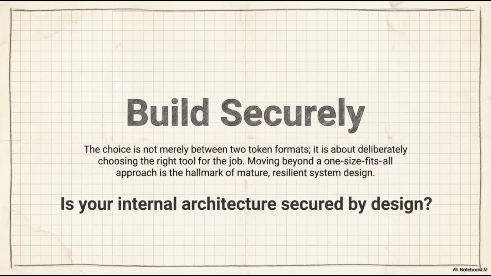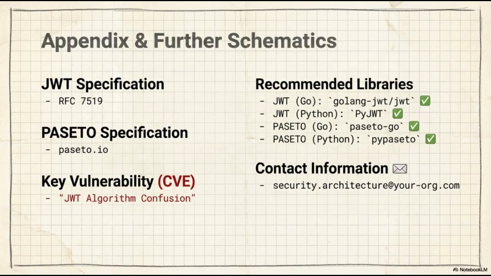As you evaluate your own projects, I want you to consider this fundamental question: is your internal architecture truly secured by design? To wrap things up, we've provided some additional resources for your reference. For the full technical specifications, you can refer to RFC 7519 for JWT and paseto.io for PASETO. On the security side, we want to specifically highlight the JWT algorithm confusion vulnerability as a critical area to watch for during implementation. To help you build securely, we've listed our vetted and recommended libraries for both Go and Python. Using these will help ensure you're starting from a solid foundation.